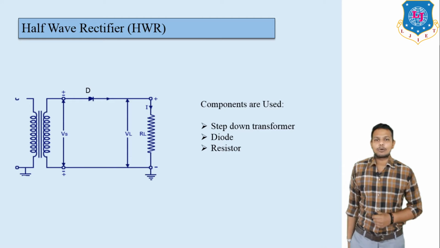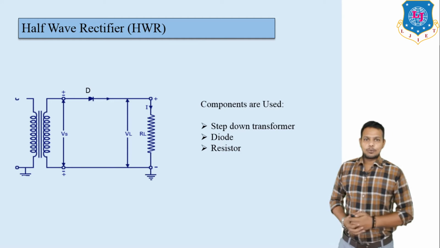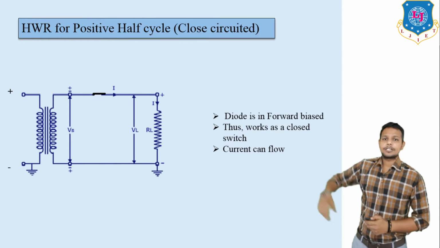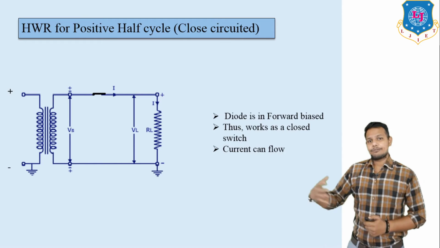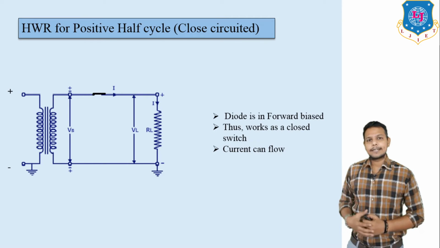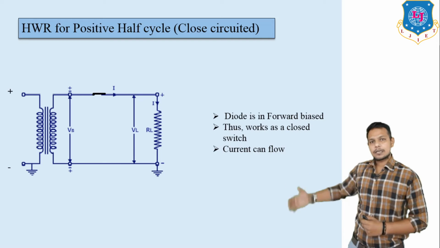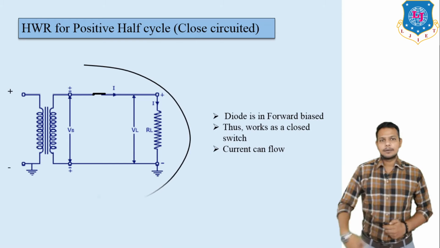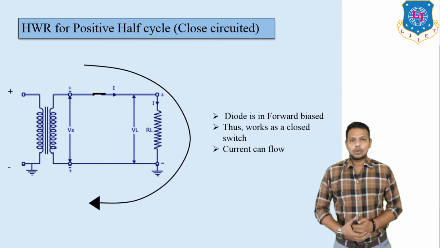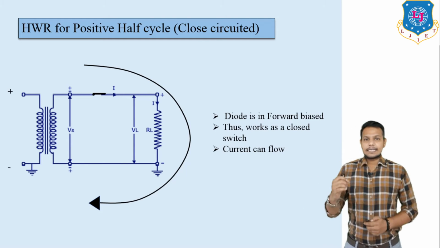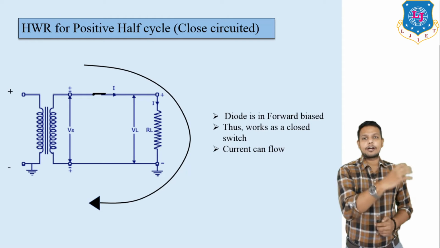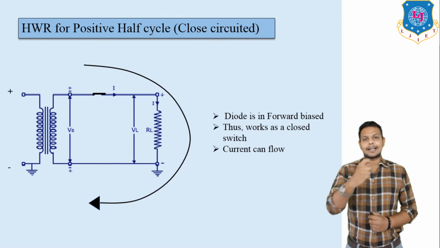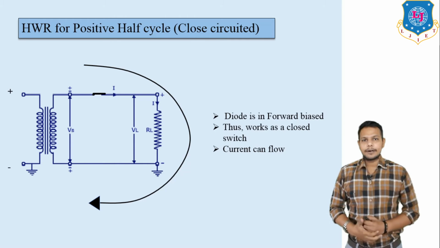Let us discuss its output and input. If we enter a positive waveform at the input side, its polarity is plus and minus. So current always flows from plus to minus, in this manner. The diode is in the direction of flow of current, or we can say the diode's symbol is in the direction of flow of current.